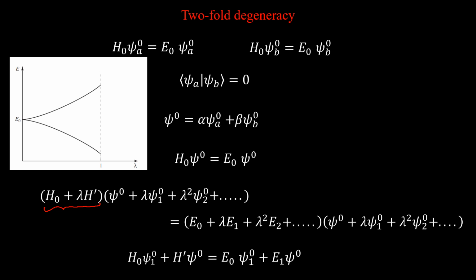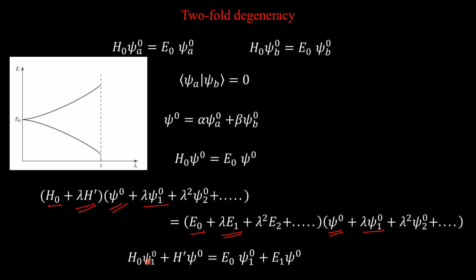Now, take the first order correction. For first order correction, on both sides you take only the coefficient of lambda. If you multiply H_0 with λψ_1, you will get lambda, so you take H_0ψ_1. And next, if you multiply λH' and ψ_0, you will get lambda, so only two terms have lambda here. So this is H'ψ_0. Similarly, on the right hand side, you take E_0 and multiply with λψ_1, so E_0ψ_1. Then next you will get lambda if you multiply these parameters, so that is E_1ψ_0.